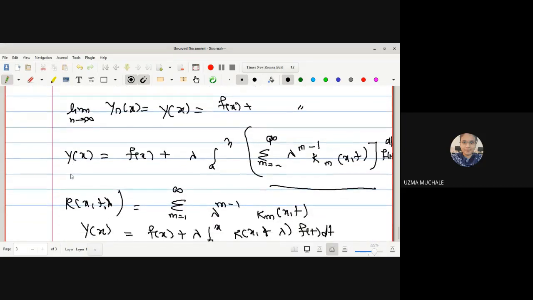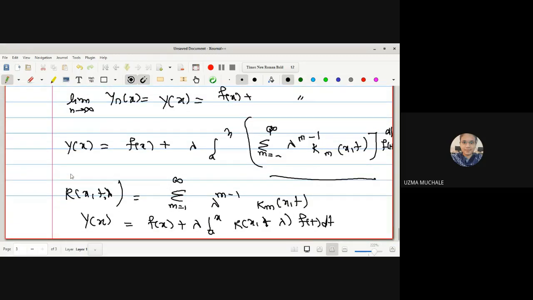Hence, simply replacing the position of integration and summation, and taking one lambda outside, we get the formula for r of x, t, lambda. This whole bracket is called r of x, t, lambda, and this is called the method of successive approximation. Any doubt in this? I hope there will be a doubt, but after solving the example, you will come to know what r of x, t, lambda is.